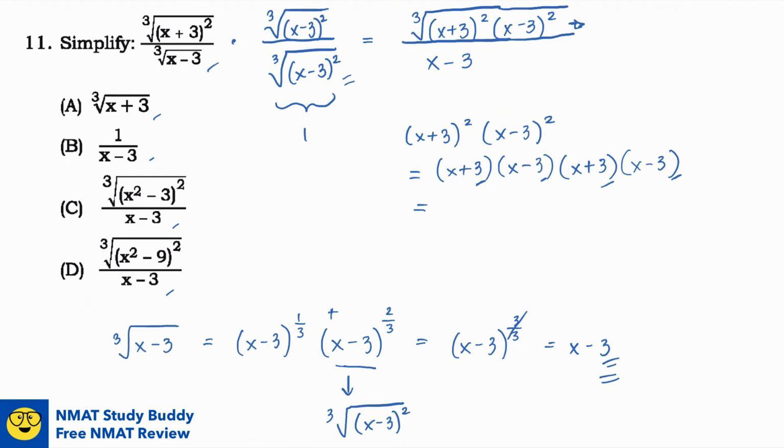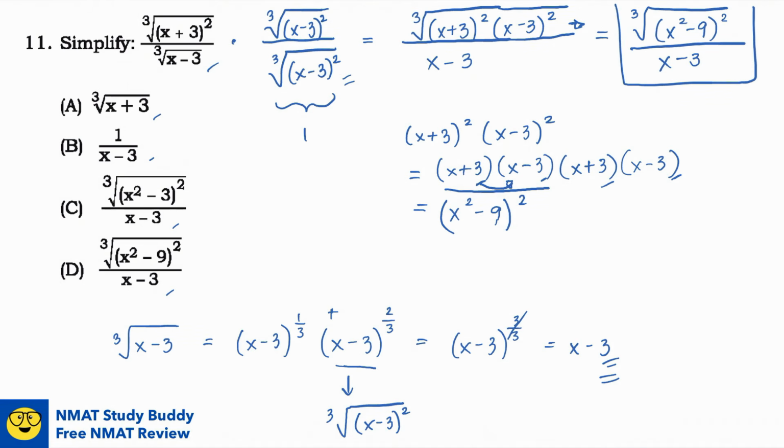And then, kung mapapansin nyo, ito ay perfect square binomial, which is also equal to x squared minus 9. Since dalawang pair sila ng x plus 3 and x minus 3, yung x squared minus 9 is square mo pa siya. So, ito yung kakalabasan ng loob ng numerator. So, ito equal to sa cube root of x squared minus 9 squared all over x minus 3. So, ito na yung final answer natin, which is this one.